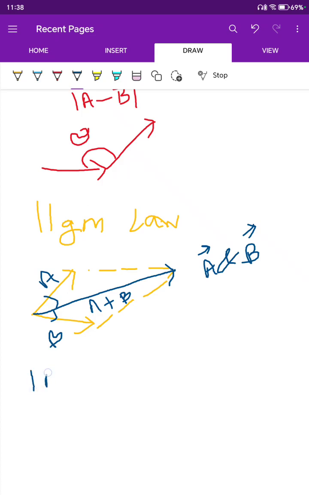One common result: if the magnitude of a vector equals the magnitude of b vector, then alpha equals beta. What are alpha and beta? Suppose these two angles are alpha and beta; these are equal.